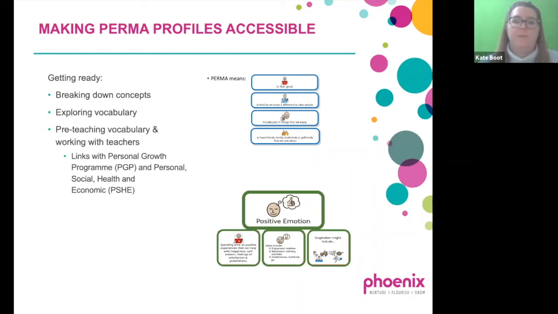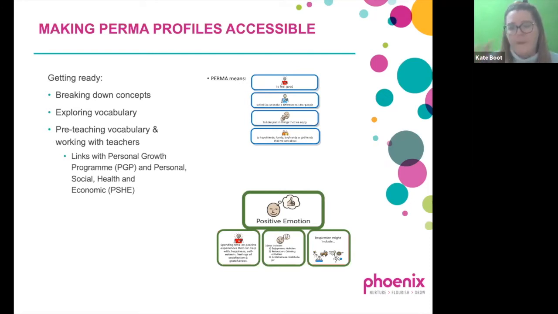We need to help them understand, what does developing a PERMA profile mean? How is this going to apply to you? What is it going to mean for you in the long run? And we can do this by breaking down vocabulary and concepts. We can explore the meaning of words through focusing on their semantic and phonological information.